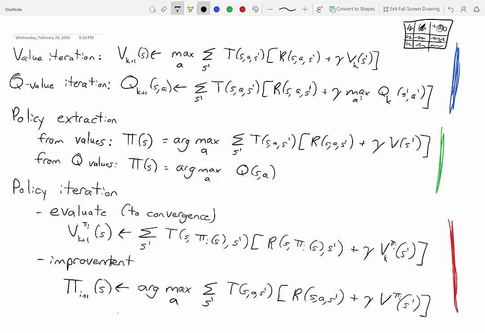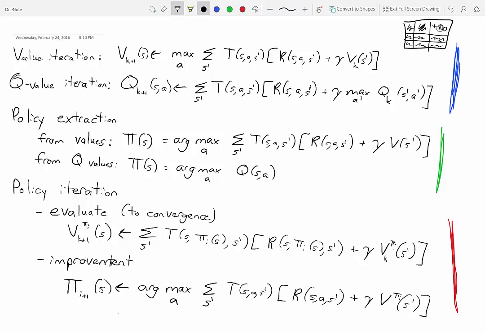So how do you do that? Well, it's basically going to be very similar to the extraction part. So argmax over actions, consider all next states S prime, the probability of that tuple S comma A comma S prime, the reward of that tuple, plus gamma times the value of the state you end up in. So now we can look and compare all of these.